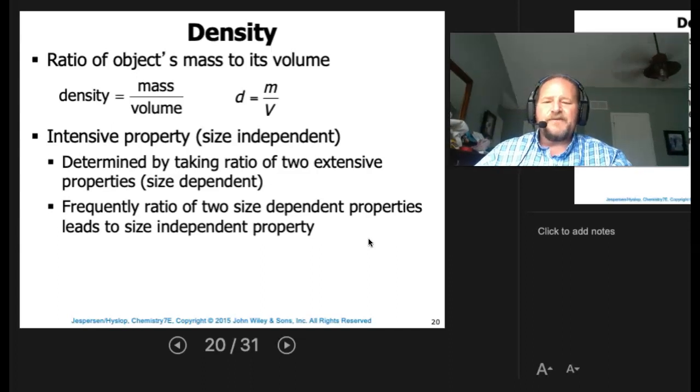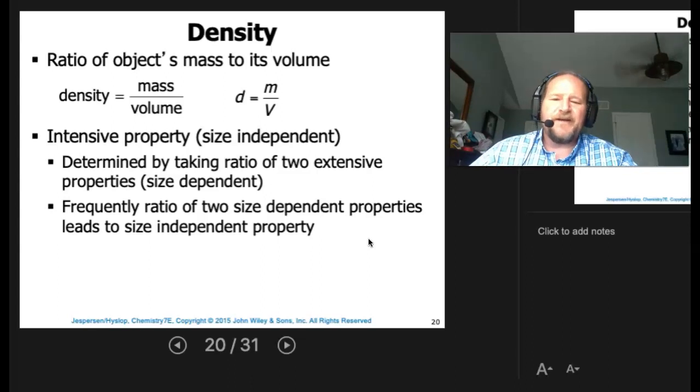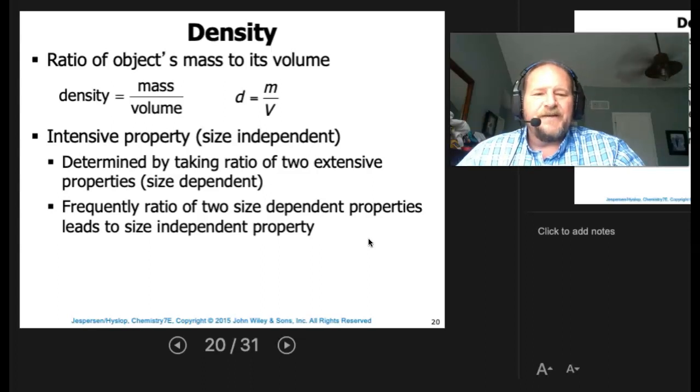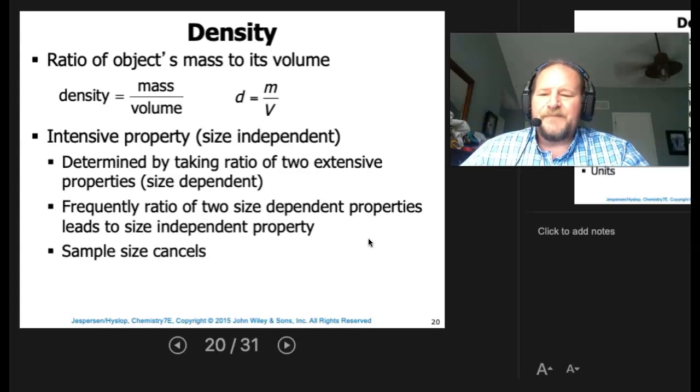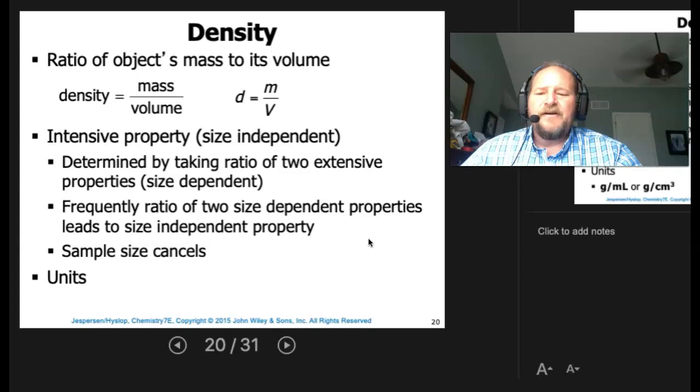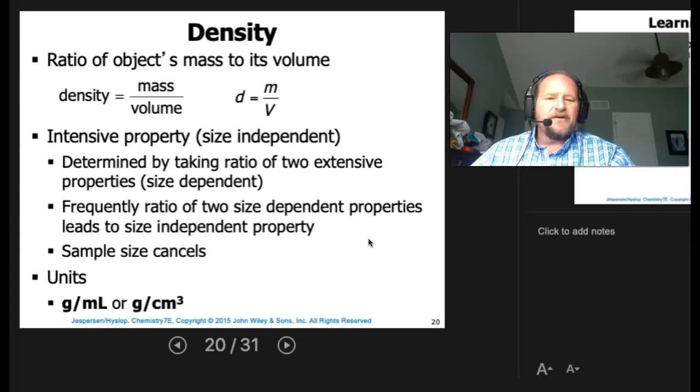Frequently, the ratio of two size-dependent properties leads to an independent property. So this is very often the case. If we take two extensive properties and divide them, we end up with an independent property. Okay? The sample size cancels, leaving us the intensive property. The units here will be grams per milliliter or grams per centimeter cubed. You're probably pretty familiar with density. This is usually plug and chug for us at this stage.